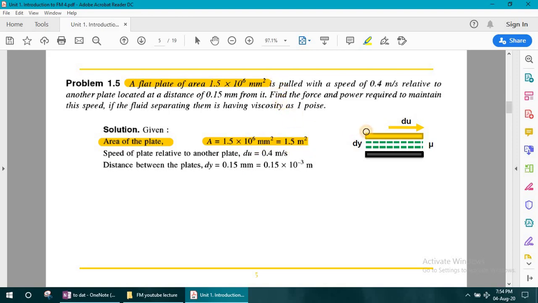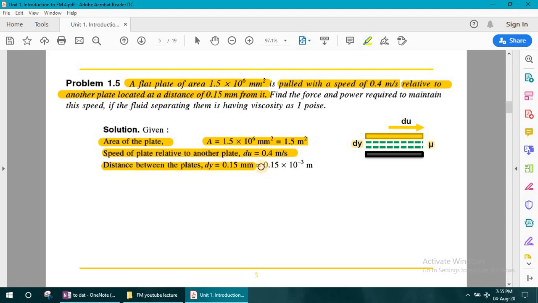Here again there are two plates. This is a moving plate, this is a fixed plate. These are separated by distance dy, and mu is the viscosity between the plates. It is pulled with a velocity of 0.4 meter per second. So this upper plate is moving with a velocity of 0.4 meter per second relative to the other plate, which is separated by a distance of 0.15. So this 0.15 is nothing but dy. So the distance between the plates is given as 0.15 mm.